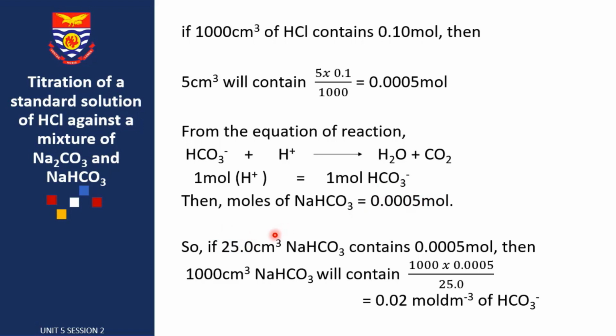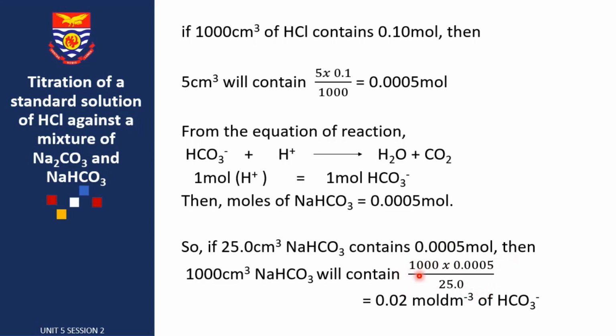But we want the amount concentration in 1 dm cubed. So we have to convert the volume with these moles into 1 dm cubed. We could have used C is equal to n over V, where this is our n, 0.0005, and then the volume is here. We would have converted this one to dm cubed, then divided, and we'd get our answer. But we are still using the first principle. So if 25 contains 0.0005, then 1000 will contain 0.02 moles of the bicarbonate ion.